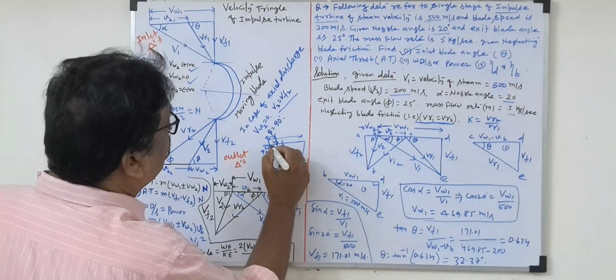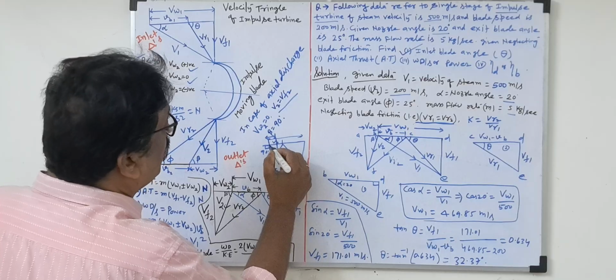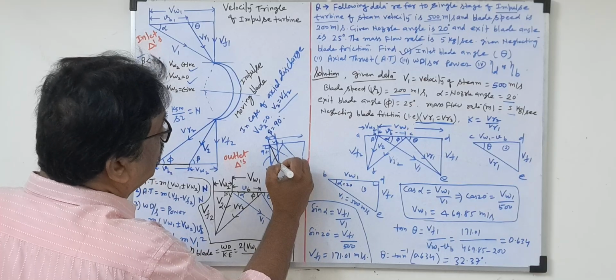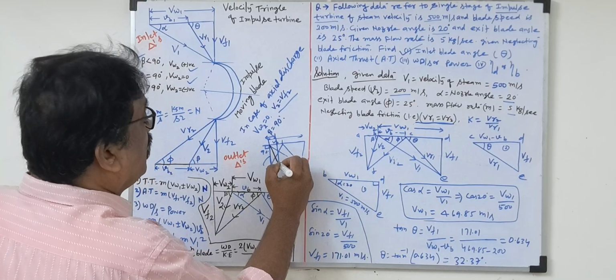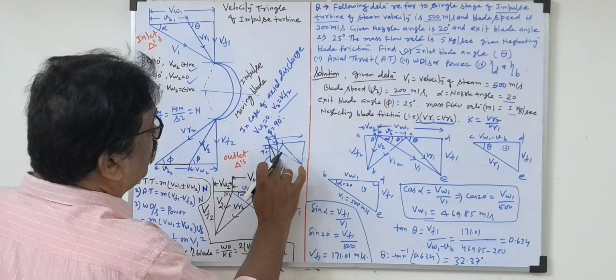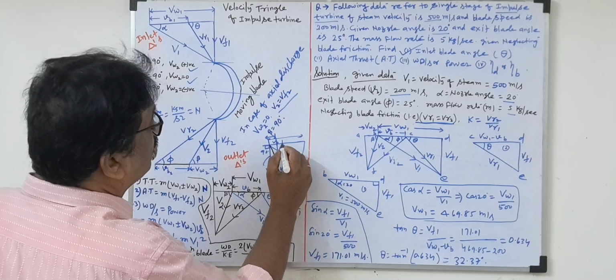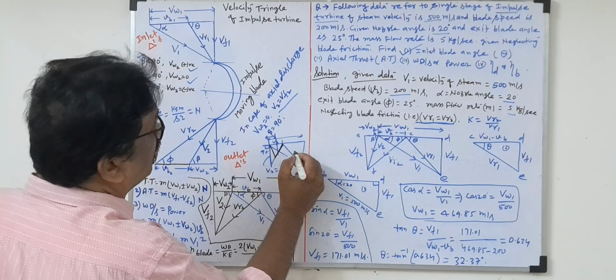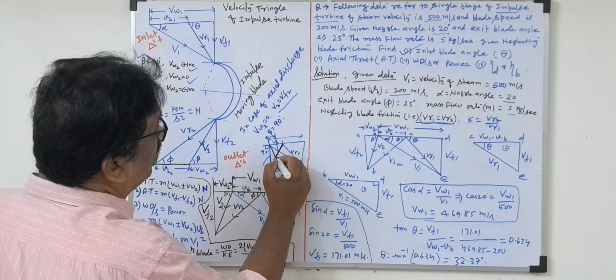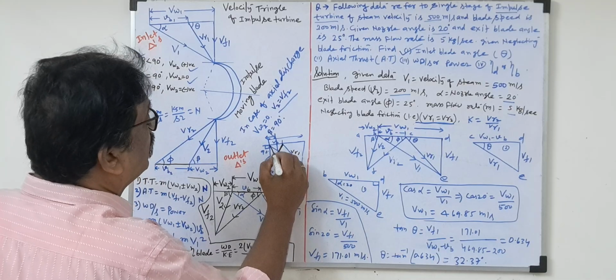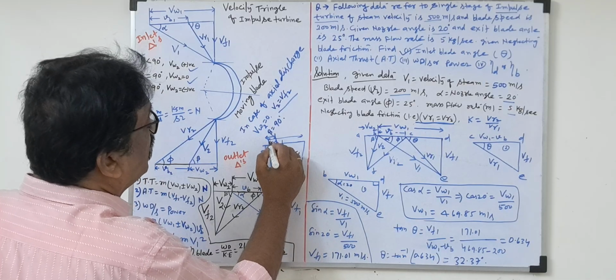If it is more than 90, suppose this is the line. More than 90, then it will come here. Draw the vertical line. So this VR2 will come. This is VR1, VR2. Where VR2 meets, draw the vertical line. This length will be the V2.